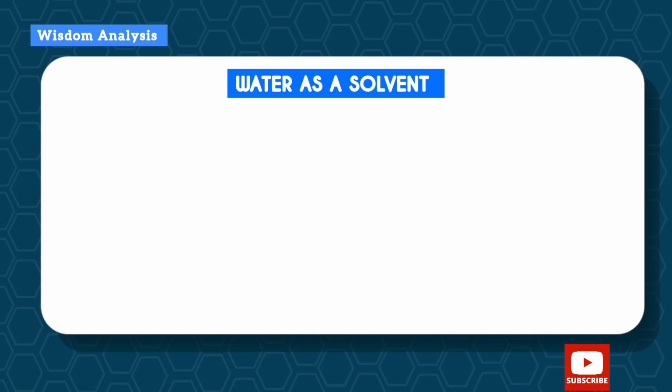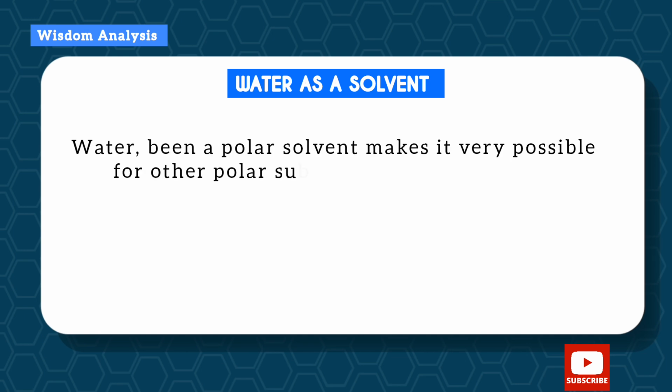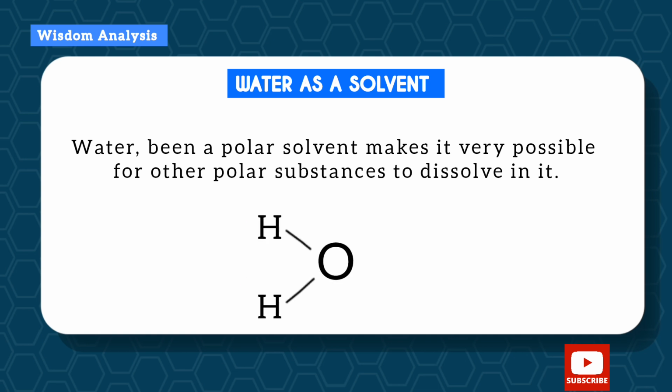Okay, so let's talk about water as a solvent. Water, being a polar solvent, makes it very possible for other polar substances to dissolve in it. So what do we mean by polar? The area of the hydrogen is partially positive, while the area of the oxygen is partially negative.